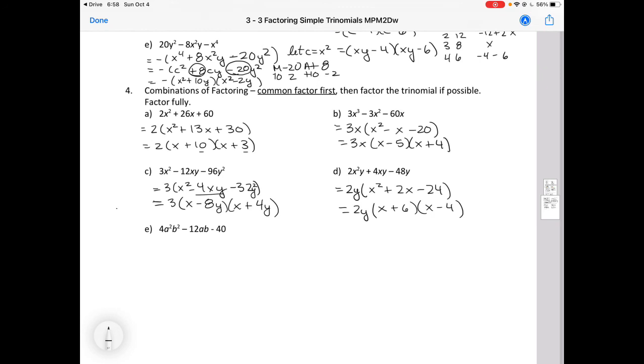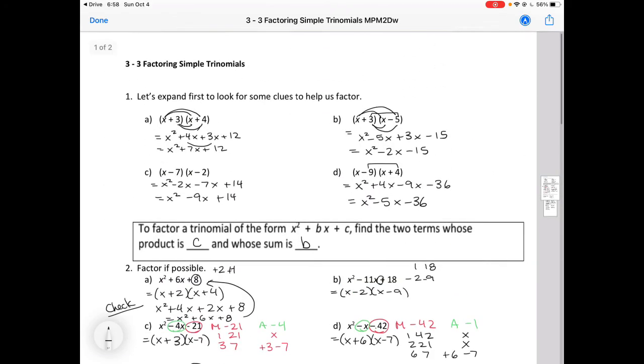My final example here is a's and b's. What I would start with here is factoring out a 4, leaving me with a squared b squared minus 3ab minus 10. I can further simplify that by looking for two numbers that multiply to minus 10 and add to minus 3. Those two numbers are going to be minus 5 and positive 2. That concludes the examples for factoring simple trinomials.